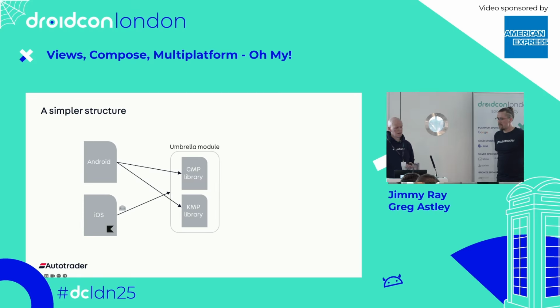So we did a little bit of restructuring, and this is the picture that we wound up with. We've got an umbrella module that publishes a single XCFramework for iOS, and inside these are the KMP and CMP modules that we publish for Android. We're currently working on this at the moment, and I'll have more to say on our iOS integration a little bit later.